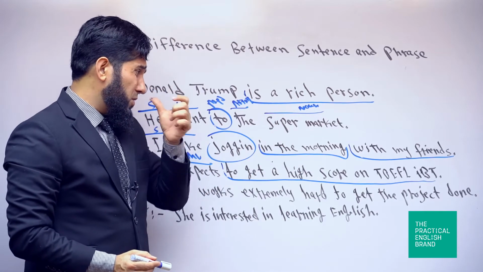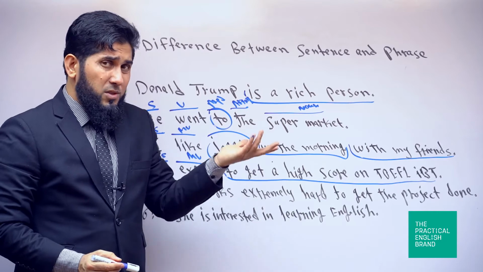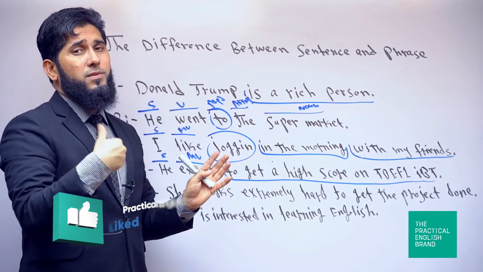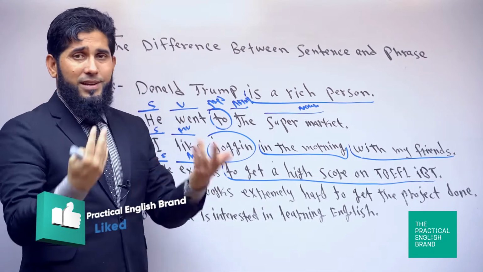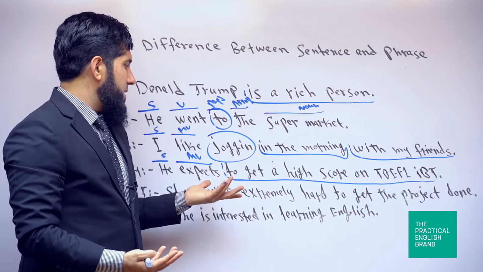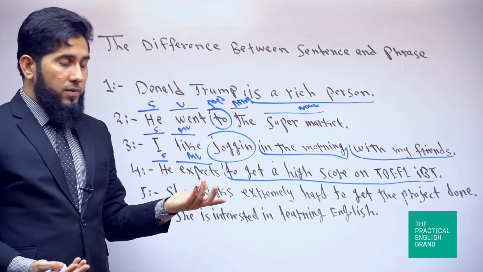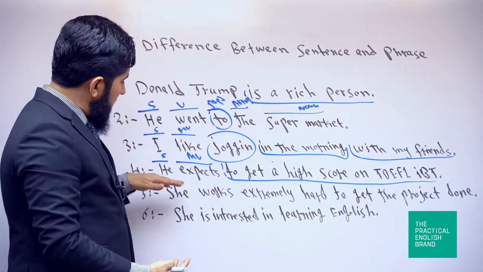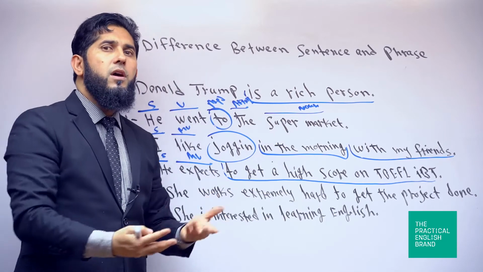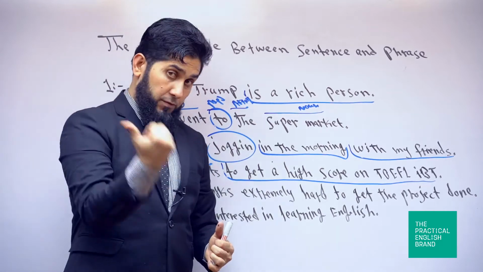"To get a high score on TOEFL IBT" does not give a complete meaning. If it's alone, it's a phrase. It cannot stand alone as a sentence. And if you look at it, it doesn't have the pair of subject and main verb. So whatever comes after the word "to" could be called an infinitive phrase.